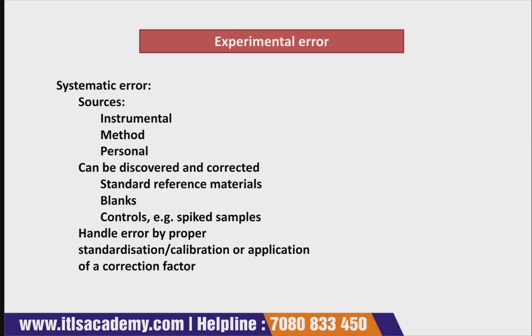If the method that you have used has certain types of error, again it is a systematic error. Again, personal error: a person who is performing the experiment, if he or she mishandles the process, there is a systematic error. So it can be discovered, and it can be corrected also. There is nothing that cannot be corrected; it can be corrected.